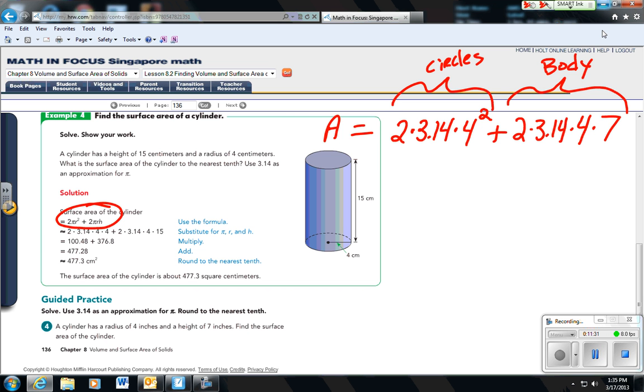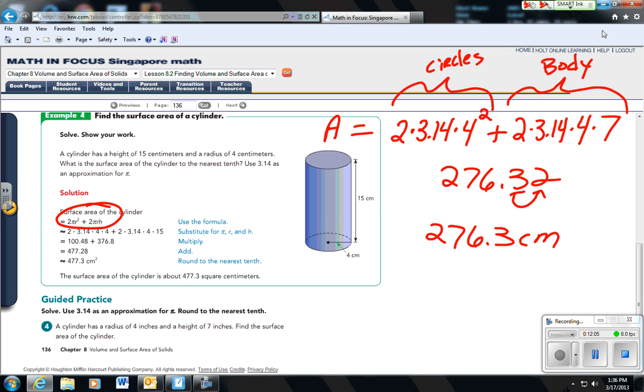Then you just use your calculator and type it in as written. So 2 times 3.14 times 4 squared plus 2 times 3.14 times 4 times 7. Hit enter and you get 276.32. And again, they want us to round those to the nearest tenth, and the 2 is not big enough to do that. So 276.3, and it is in centimeters.